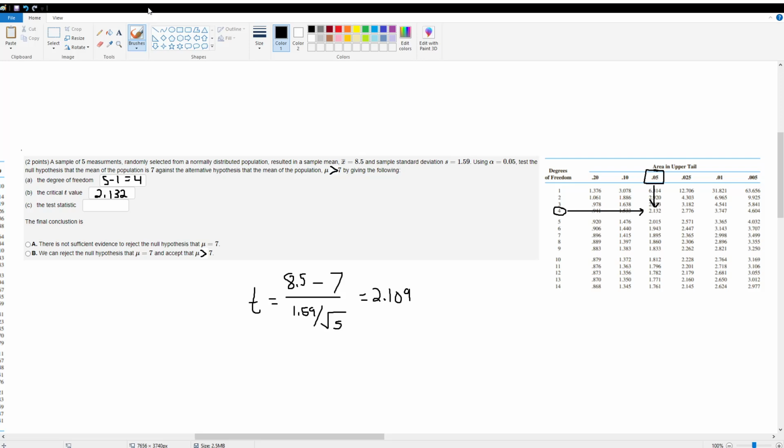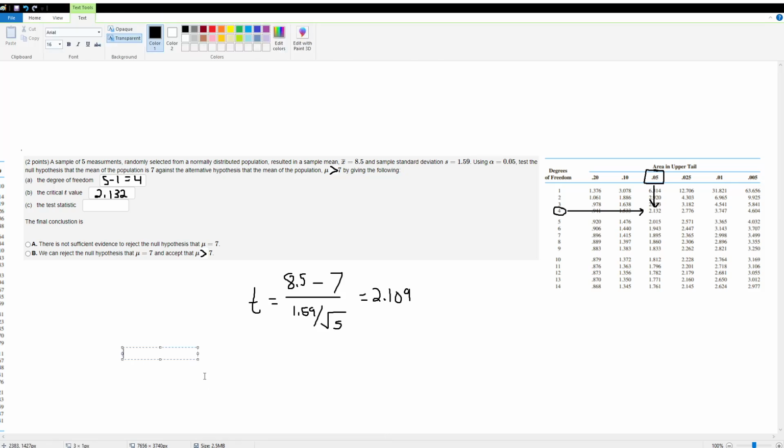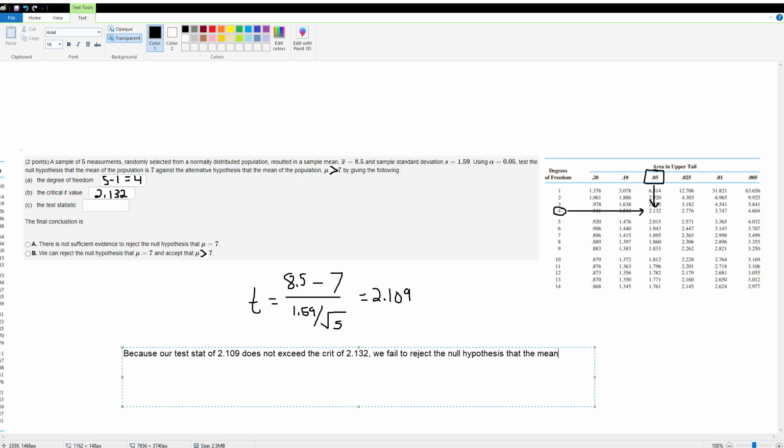And so here, we fail to reject the null hypothesis because 2.109 does not exceed 2.132. Or to keep it in the format before, because our test stat of 2.109 does not exceed the critical value, crit, of 2.132, we fail to reject the null hypothesis that the population mean is 7.